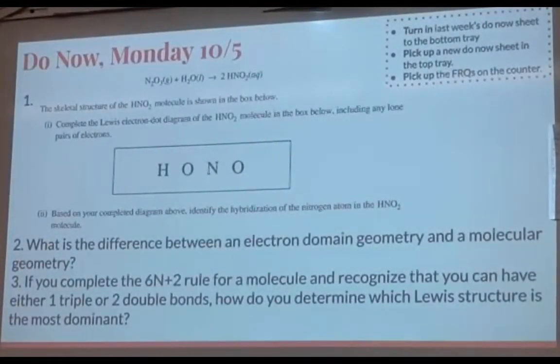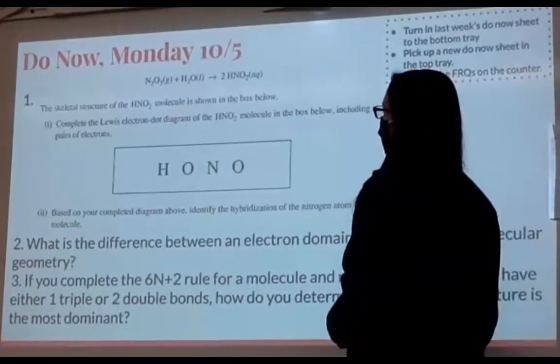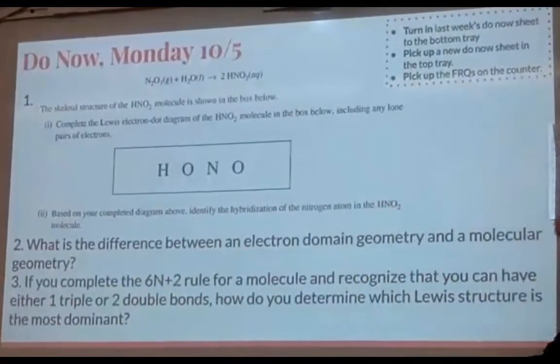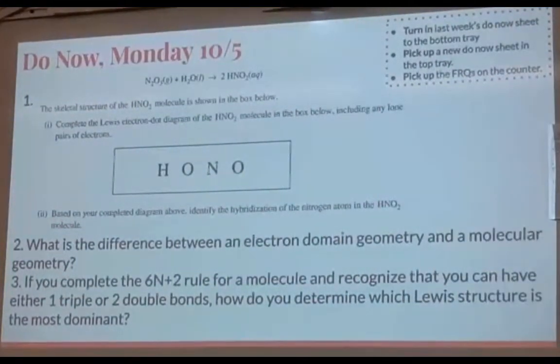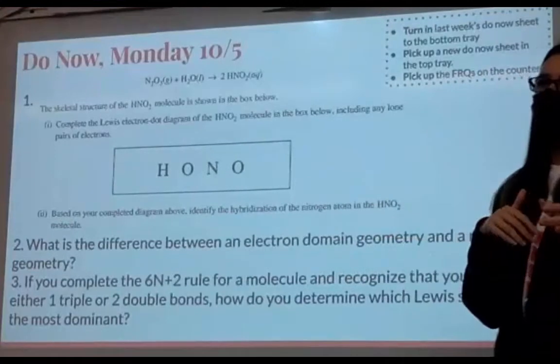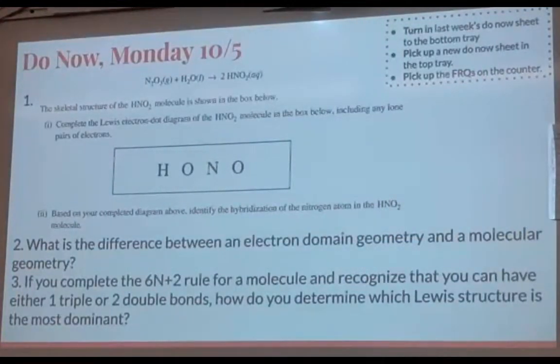Actually, go ahead and just go through the do now together. Number 1 is actually part of one of the free response questions from 2018. It was one small part of a long free response question, but it had to do with Lewis structures and hybridization. Hybridization will let us kind of review the concept, and then I'll go through hybridization a little bit more later.